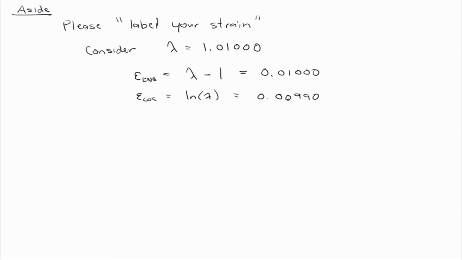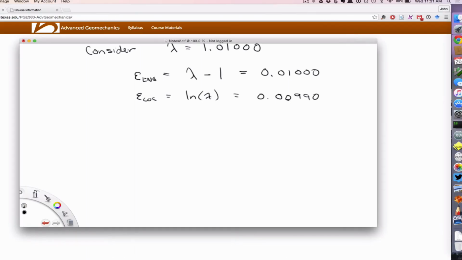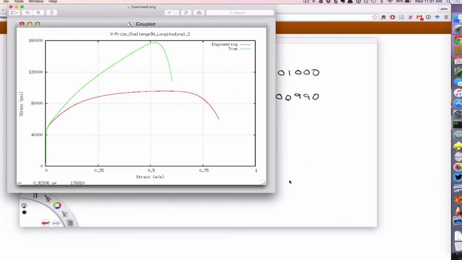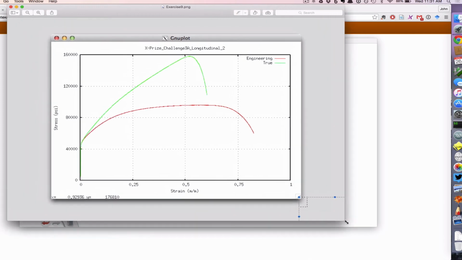You could have gone in there with a ruler and done just as well. So please label your strain, and if that didn't convince you, look at this.